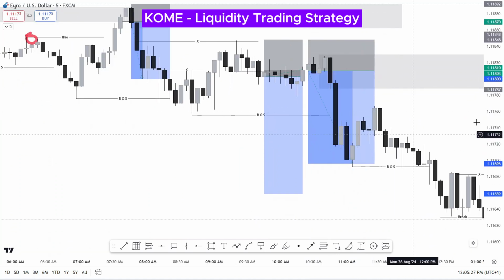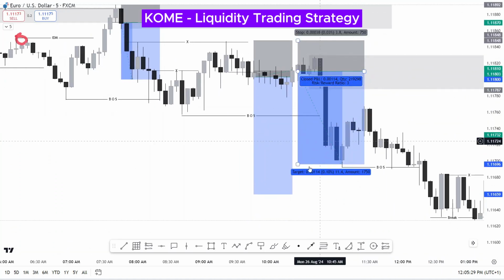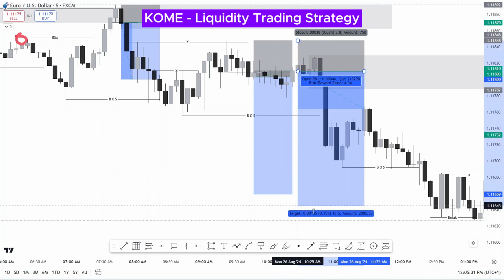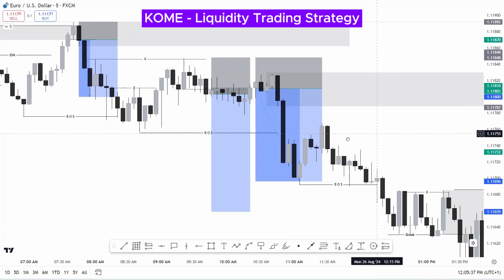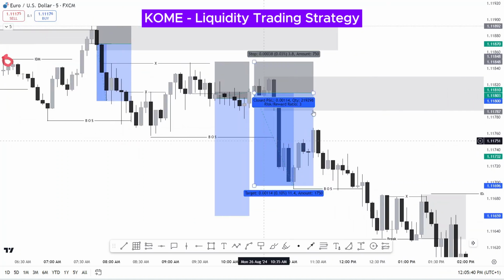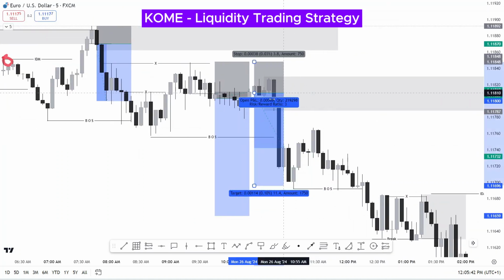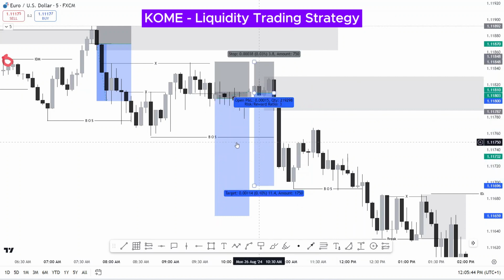So if you have done a lot of your backtest, you can decide the amount of risk to reward ratio you want to be working with. Okay, so that's one aspect. And the second aspect, immediately price broke the market structure. Look at that. Immediately price broke structure.